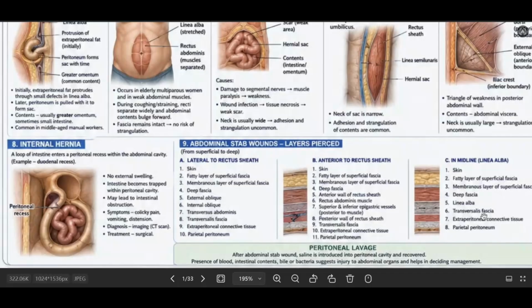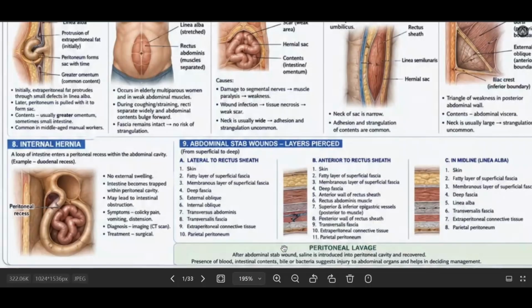Now there is also a point mentioned in our book, Snell's, about peritoneal lavage. So what is peritoneal lavage? The book mentions that after an abdominal stab wound occurs, saline is introduced into the peritoneal cavity and then recovered. Okay. The presence of blood, intestinal contents, bile or bacteria suggests injury to the abdominal organs, and helps determine whether surgery is needed.